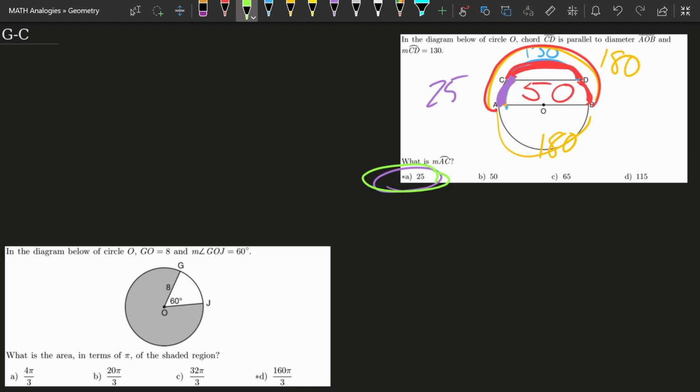Now, in the bottom problem, we have this circle whose GO length is 8, and the measure of our angle is 60. What would the area be then in terms of pi of this shaded region? Well, what is the area of a circle?